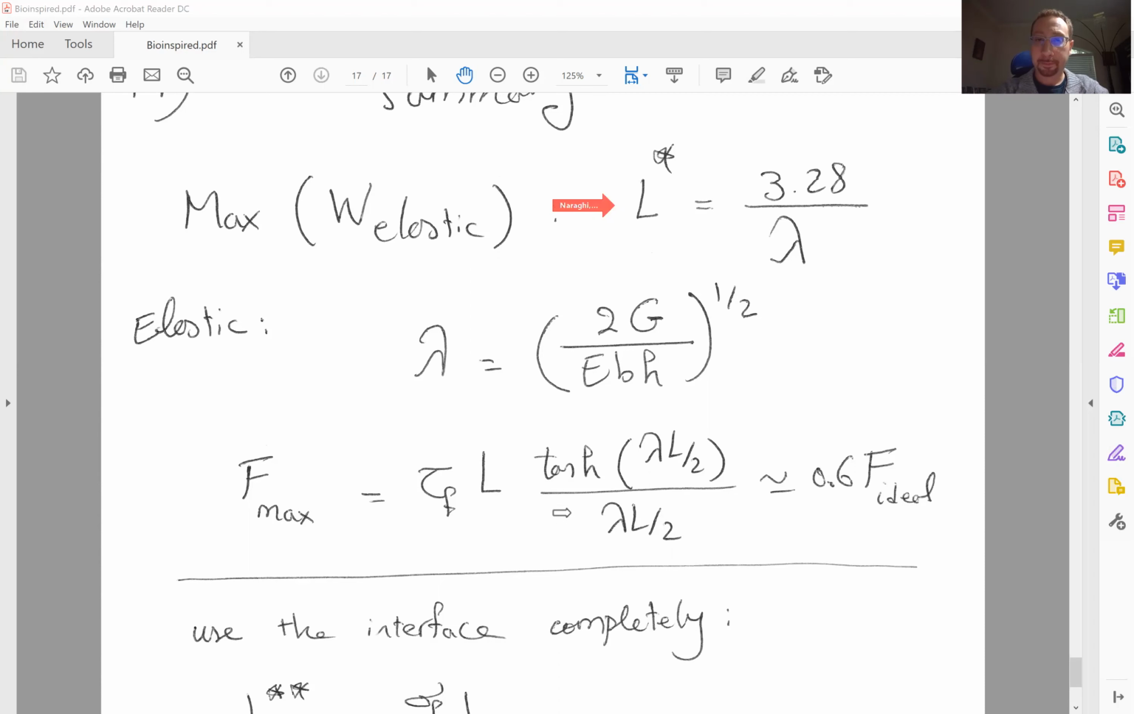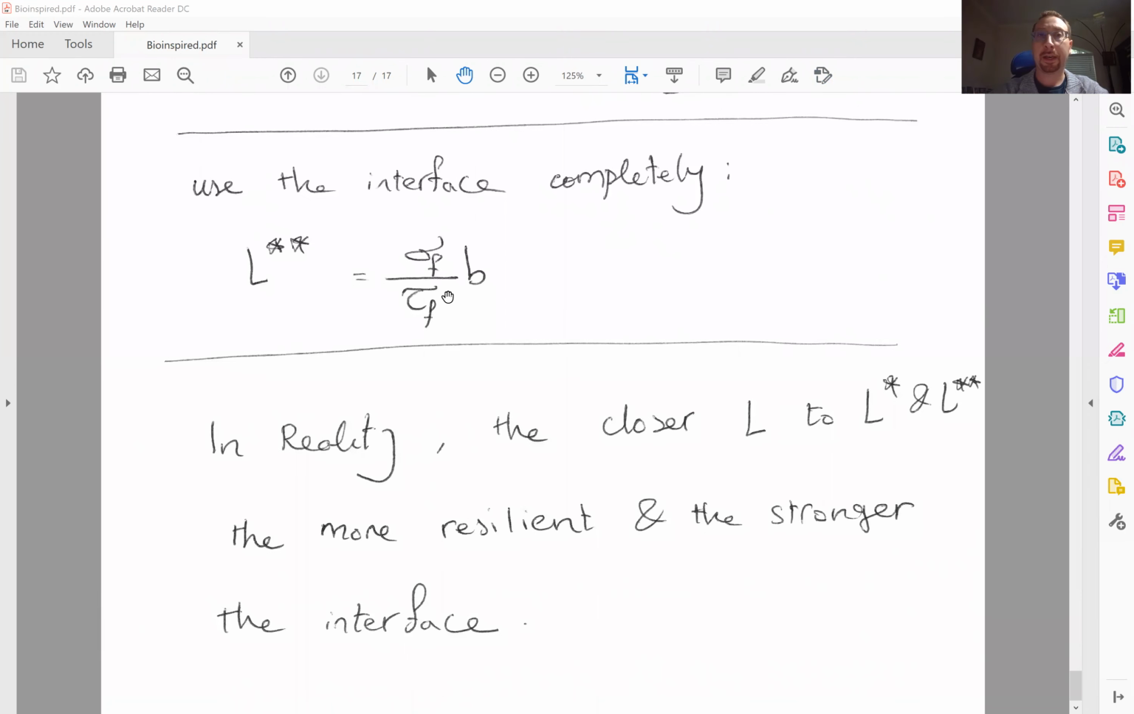And we also had one more critical length, this guy that we calculated here. This is the one that allows us to most effectively use the mortar, so that we ensure that all the mortar, at the maximum load that you can carry, is now deforming plastically. So it forces you to put the maximum amount of energy that you can put in this guy to break it.